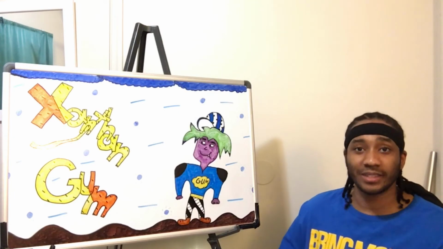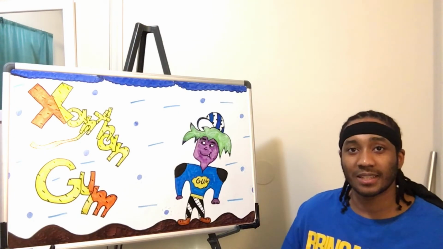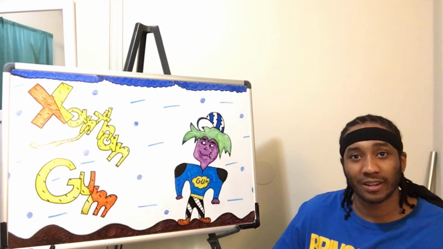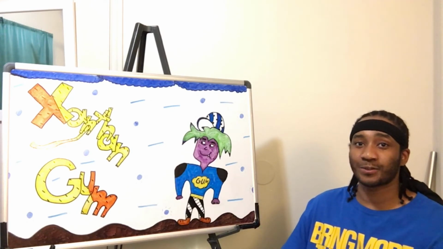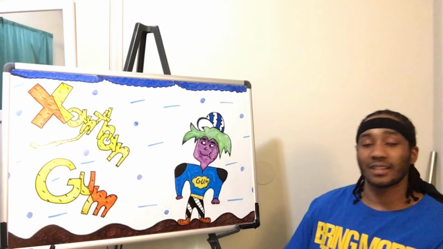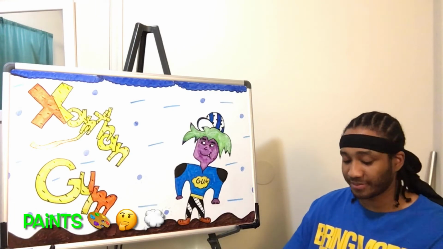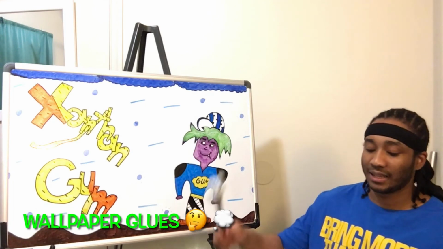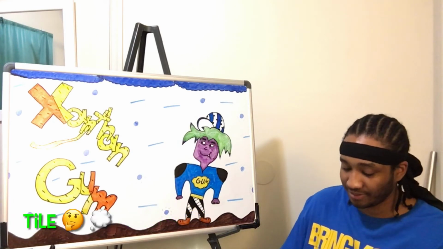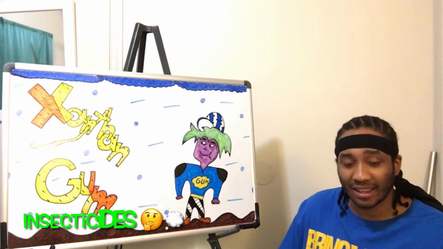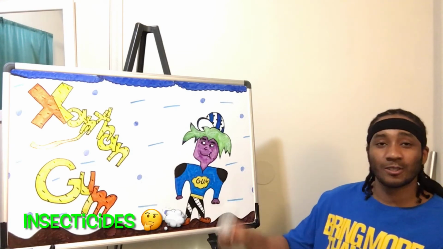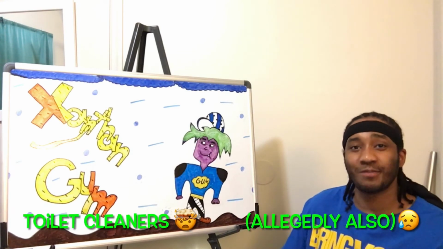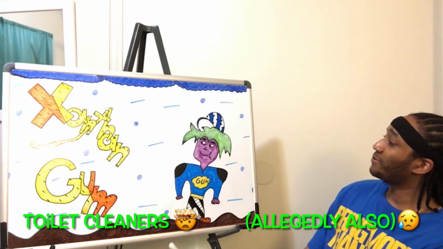But this is real interesting. Xanthan gum is said to be used in a lot of heavy-duty products as well, which is very interesting. Products such as paints, wallpaper glue, tile, and insecticides, toilet cleaners, and even more. Now that sounds very interesting.